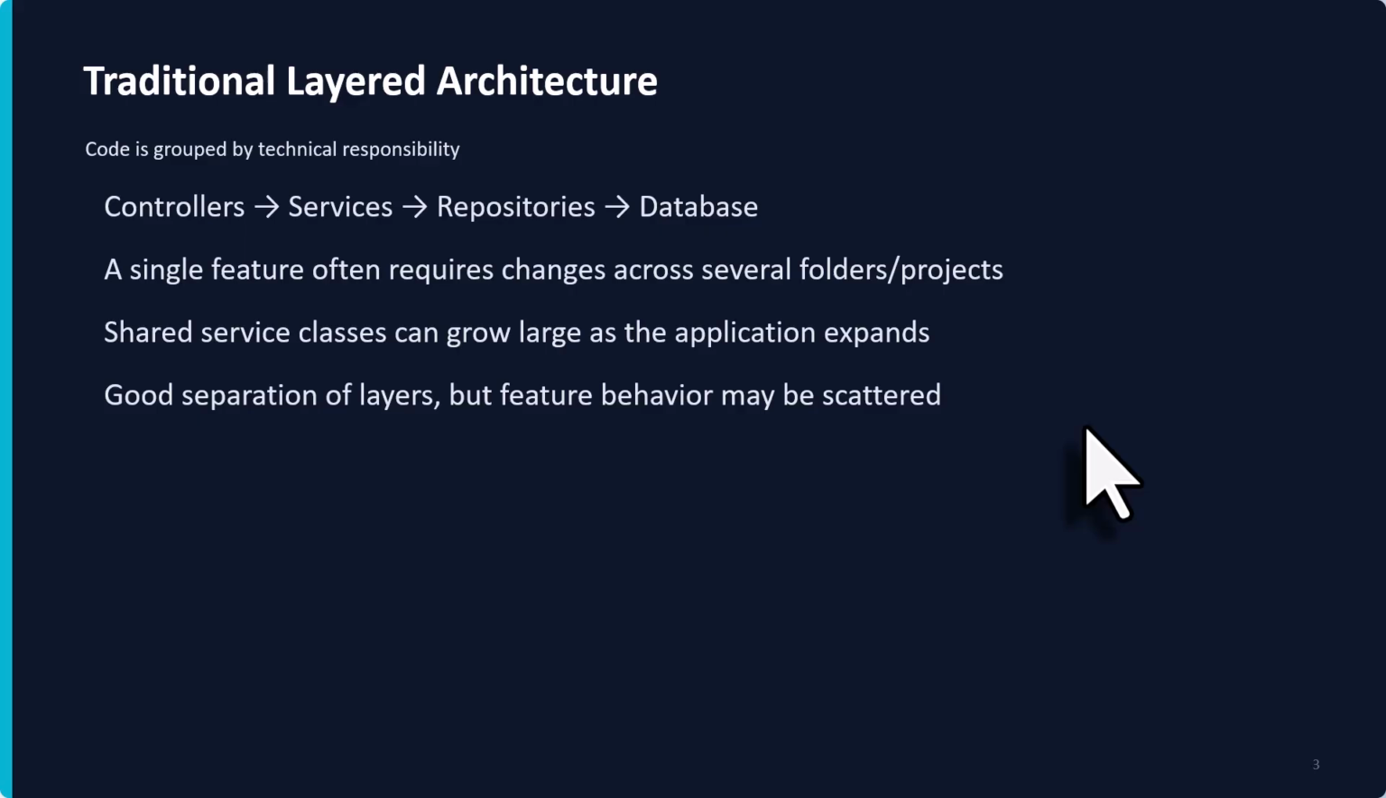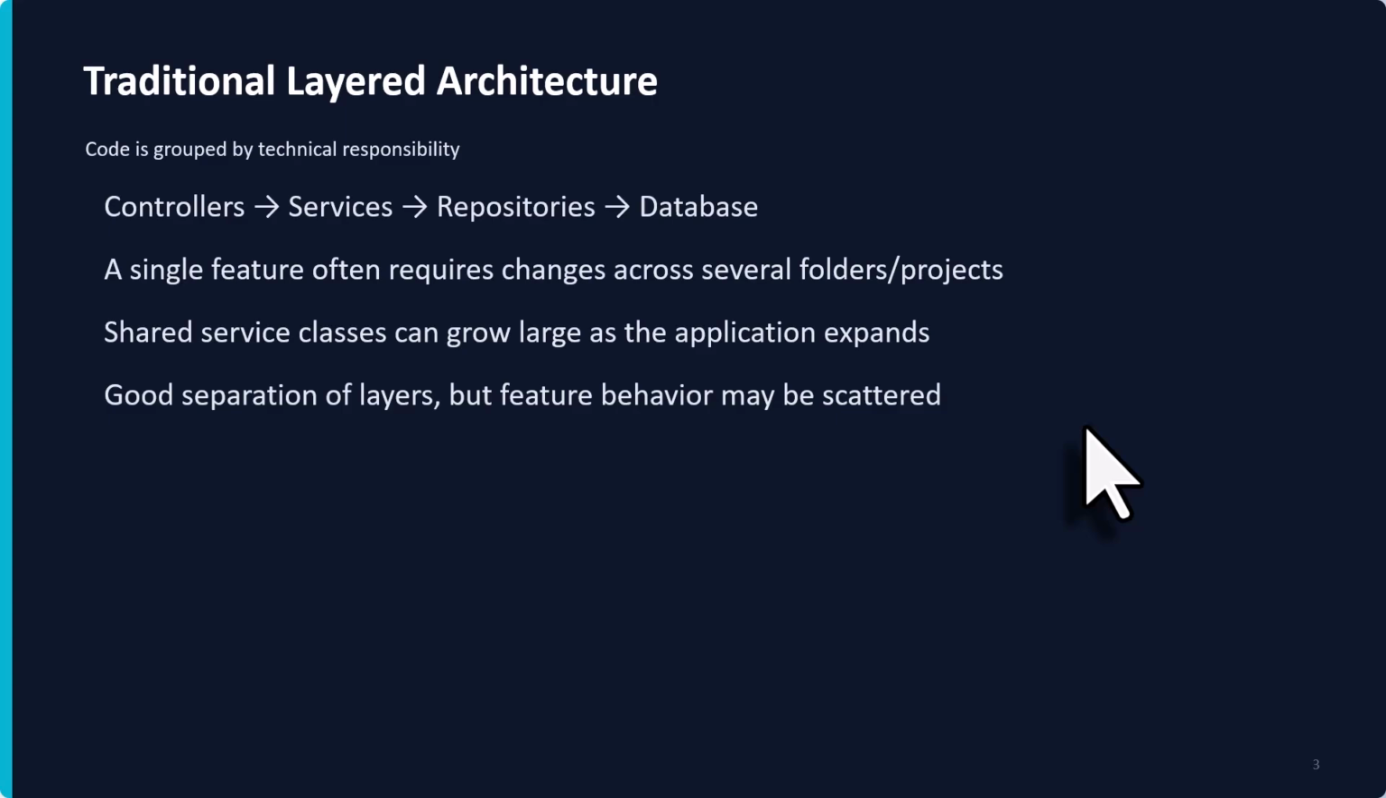What is the difference between vertical slice architecture and traditional layered architecture? Traditional layered architecture is nothing but the repository design pattern or any other three-layered architecture. If you take the repository design pattern as an example, code is grouped by technical responsibility. For example, controllers, services, repositories, and database.